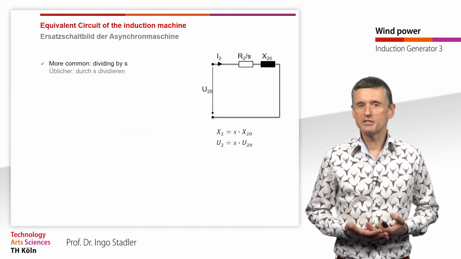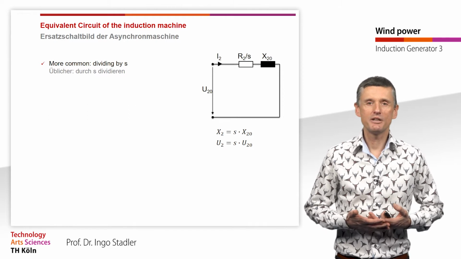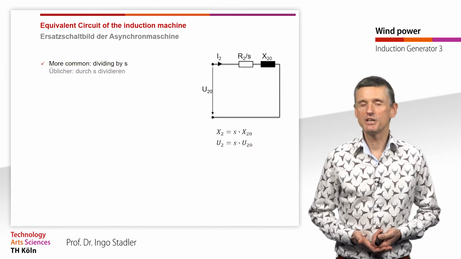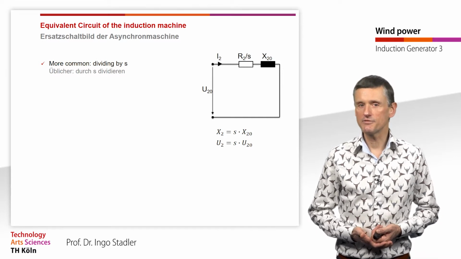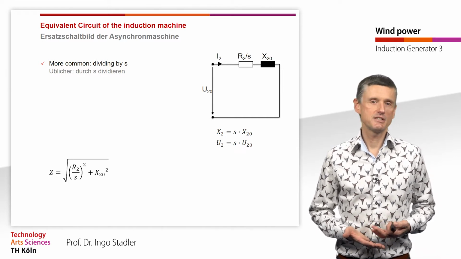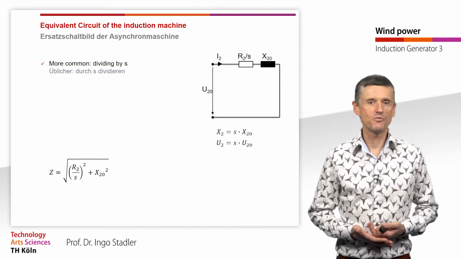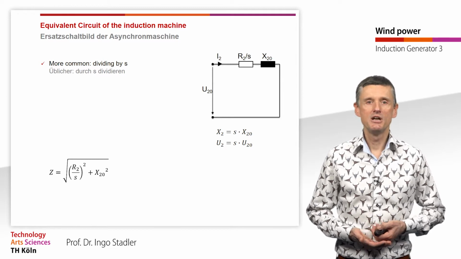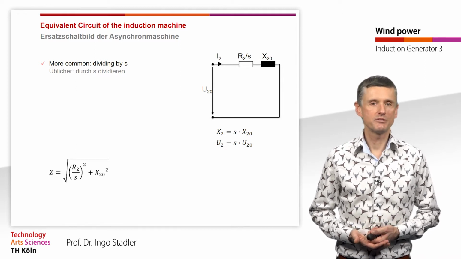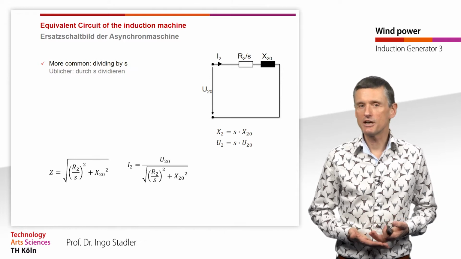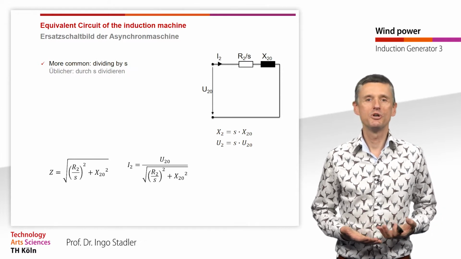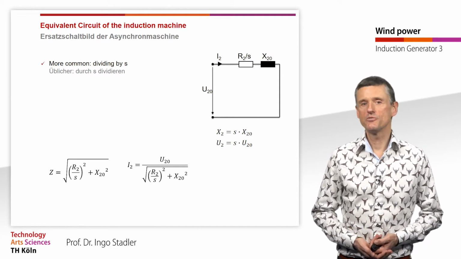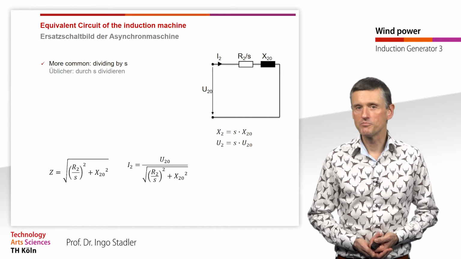In literature, it is more common that we divide all those figures by S, and then we get the relations we see here in this graph. And therefore the impedance Z is then equivalent to the square root of (R2 divided by S) squared plus X20 squared. And the rotor current I2 is equivalent to U20 divided by this square root we just have seen.